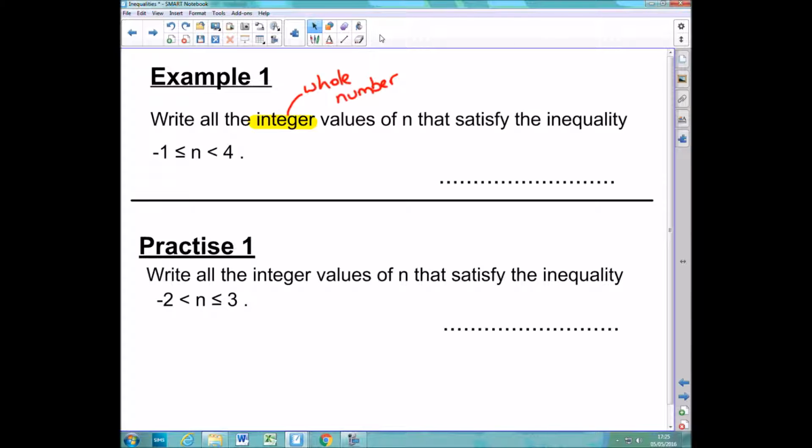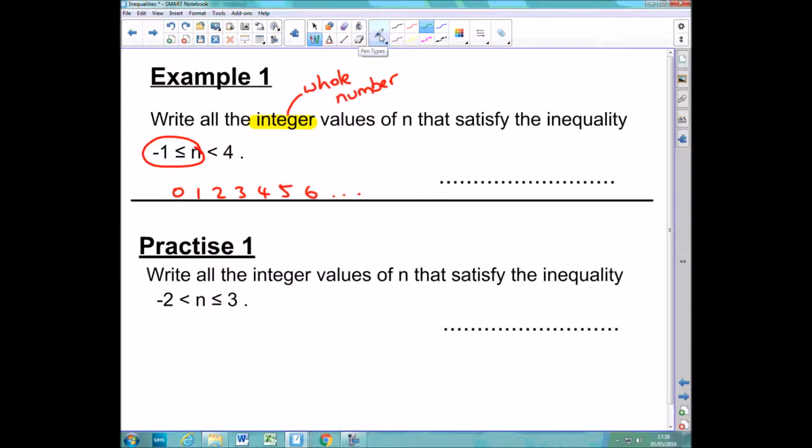Okay, so next we're just going to look at this inequality here. Now, actually what we've got here are two inequalities put together. To start with, we've got n is greater than -1. So that means we're going to have numbers that are bigger than -1. So we could have 0, 1, 2, 3, 4, 5, 6, etc., etc. We could continue forever.